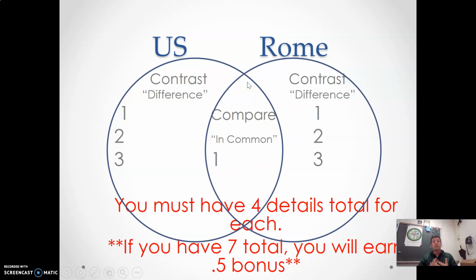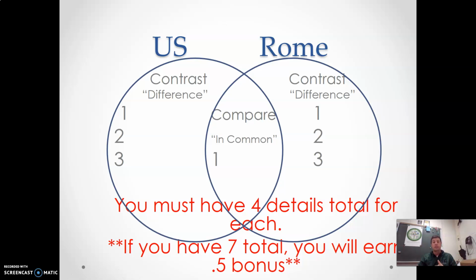You must have 4 details total. That could be 3 points of difference on each side, and then 1 point of comparison in the middle. It could be 2 and 2. It could be 1 difference and 3 things in common, whatever it may be. That's what we're looking to do: some combination of 4 total.